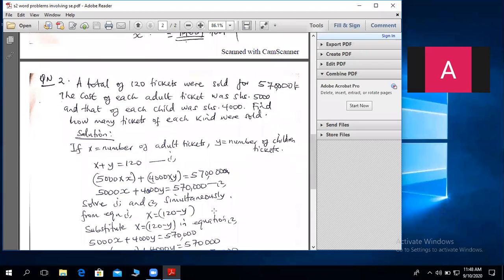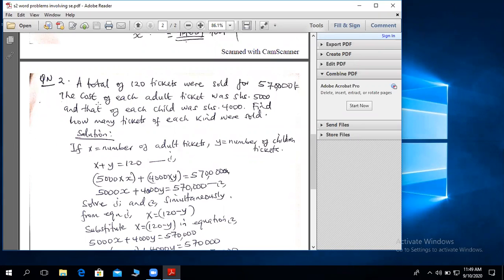Example 2 is here. A total of 120 tickets were sold for 570,000. 120 tickets. Let's say you are going for a flight, you are going to America, and 120 tickets cost 570,000. The cost of each adult ticket was 5,000, and that of each child was 4,000.